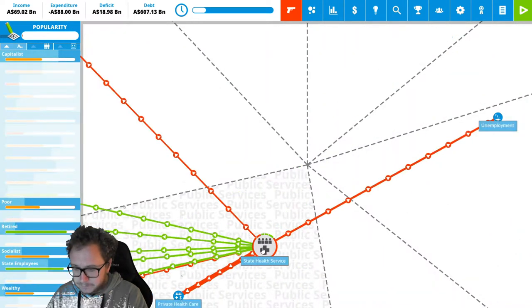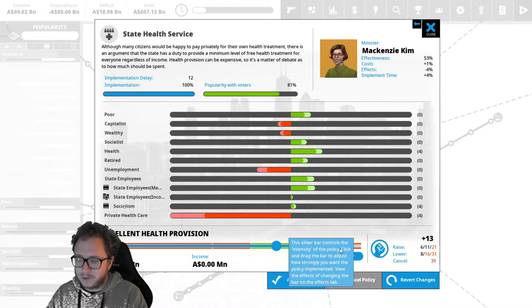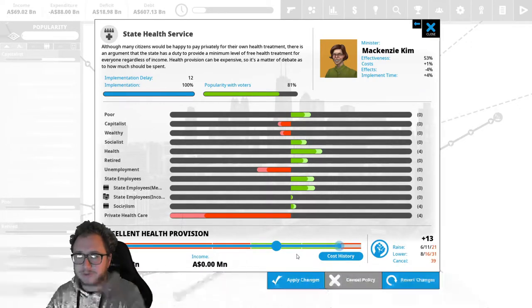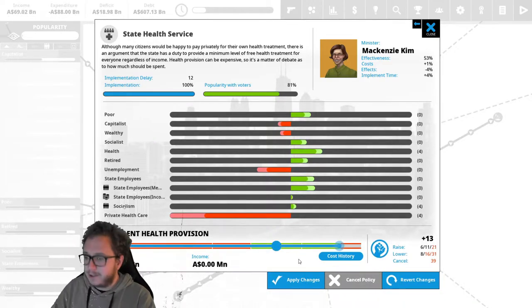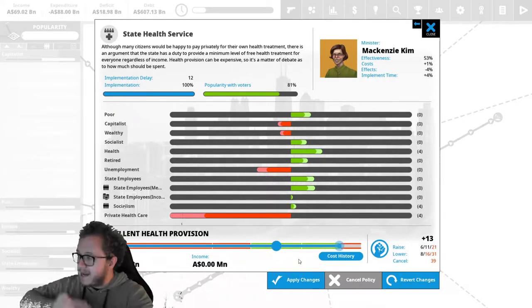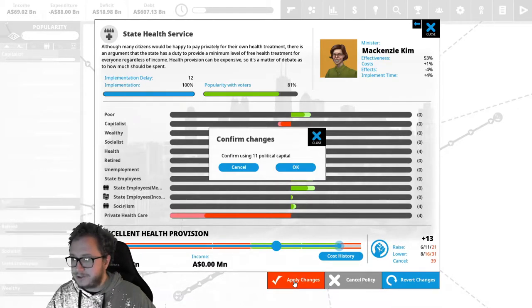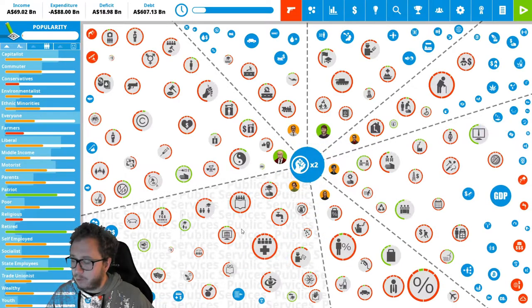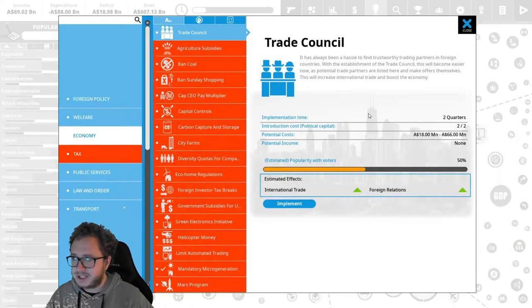Currently it is at some prevention. We want to bring it up to excellent health provision. It's got a 3-year implementation delay, which is why I want to do it early, so that as we approach the next election, the after effect has occurred. So I'm aware that's basically going to knock out all my political capital, but it is a worthy investment and an investment that needs to be made early on.